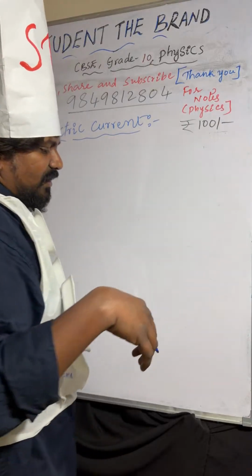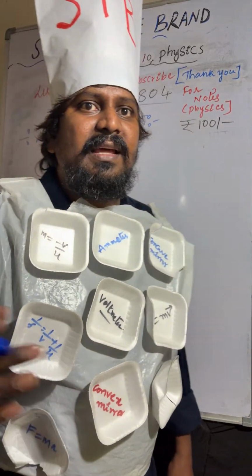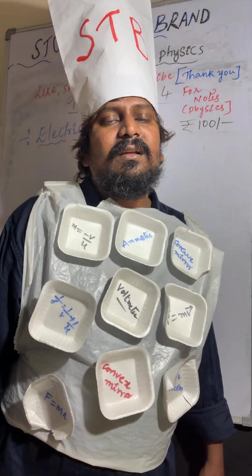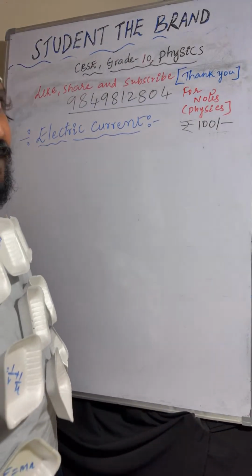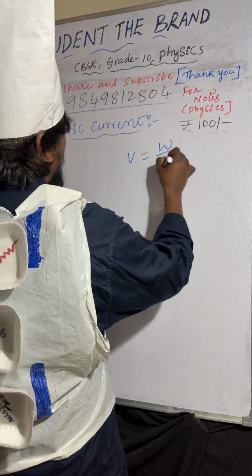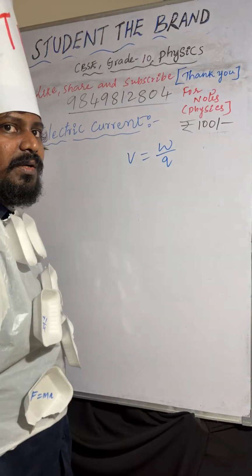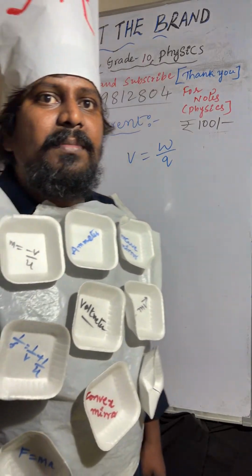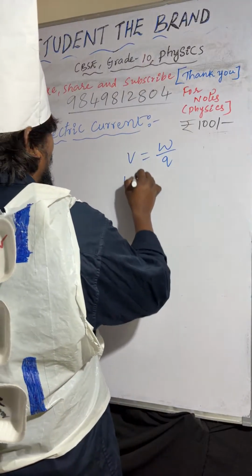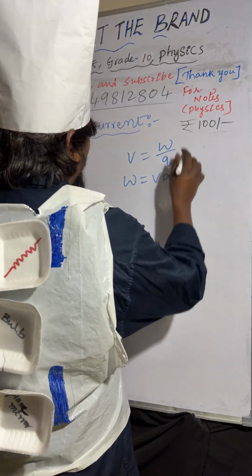Heating effect of electric current. What is heating effect of electric current? The potential difference V equal to W by Q. So W equal to VQ.